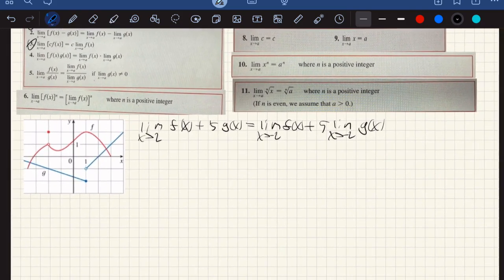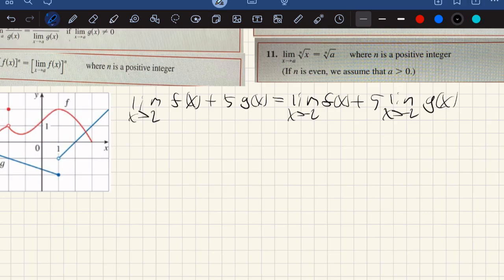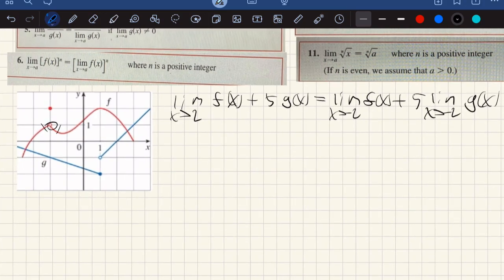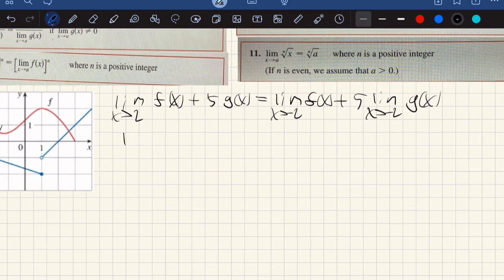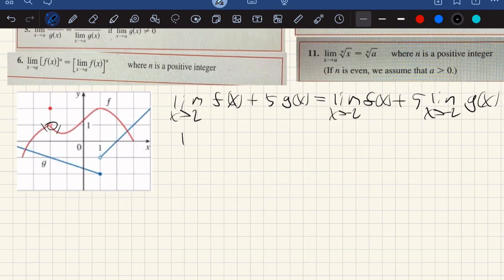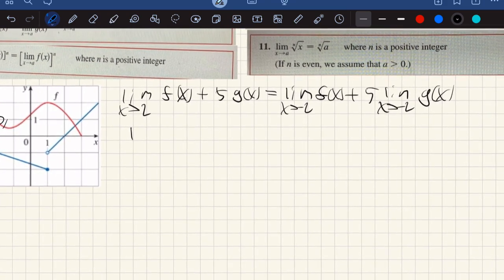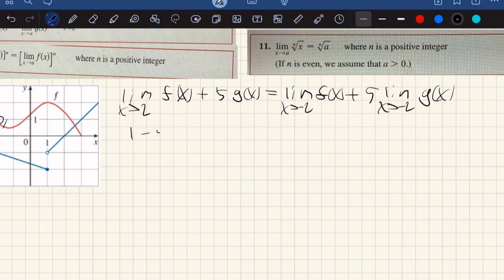Now we just look at our graph. As x approaches -2, f of x gives us 1. As x approaches -2, g of x gives us -1. Times 5, you get -5. And then 1 minus 5 is -4.